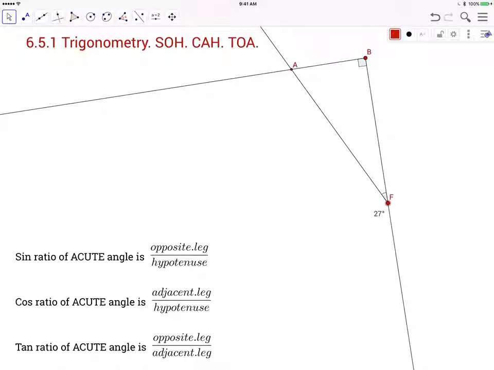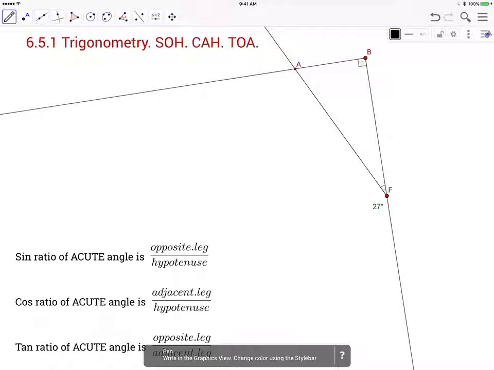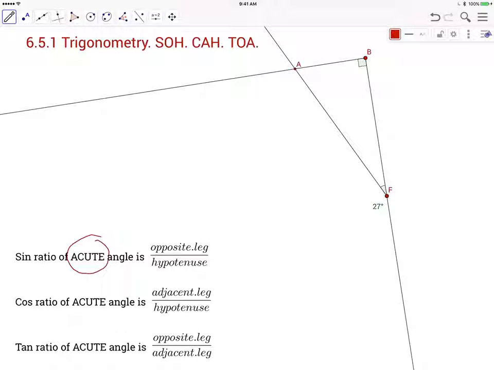And so in geometry, we have these three different ratios. The first one is the sine ratio, which you'll see here at the bottom. Let me get my pen out here. The sine ratio says, take a look at the sine of an acute angle. We're going to think about 27 in this example, as being the ratio of the opposite leg to 27 over the hypotenuse. So AB in this case as it relates to the hypotenuse.